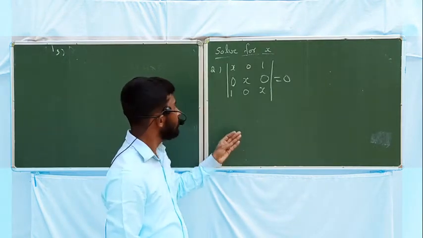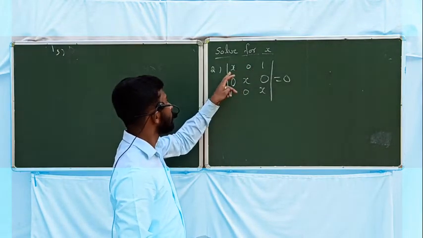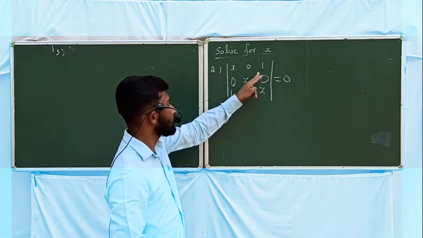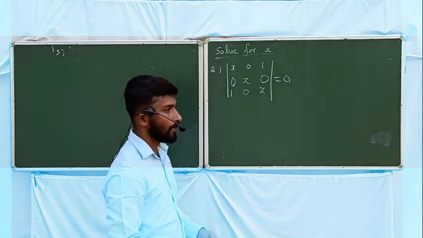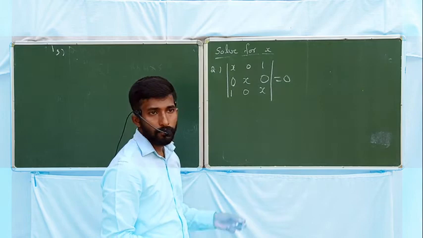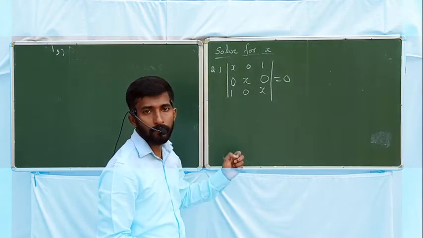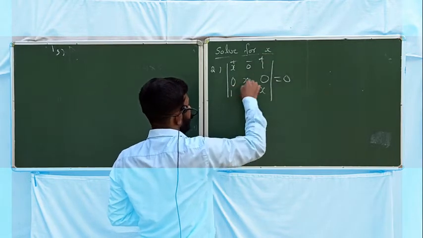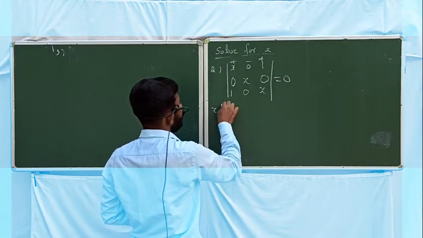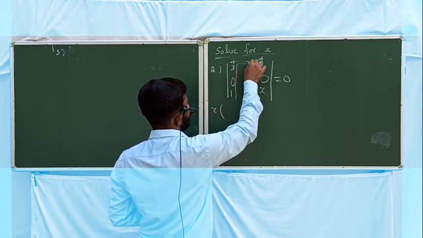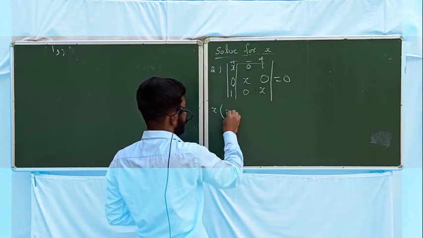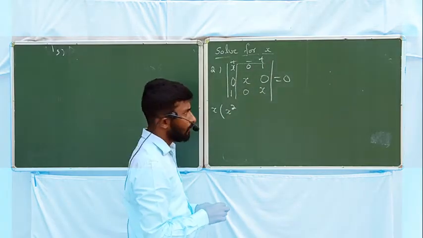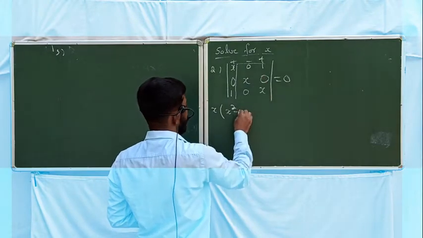See the next question. Solve for x. Determinant given as x 0 1, 0 x 0, 1 0 x equal to 0. Using determinant expansion, you need to find x value. Take plus, minus plus, then expand x into, delete the first row and the first column. X into x, it's equal to x square. Okay. 0 into 0 minus 0.